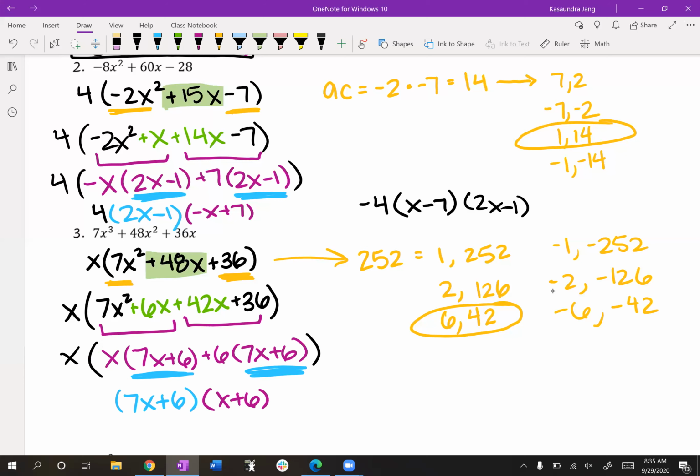Oh, I'm missing the x again. People do this all the time. Just be aware, keep track of that GCF you had at the beginning.